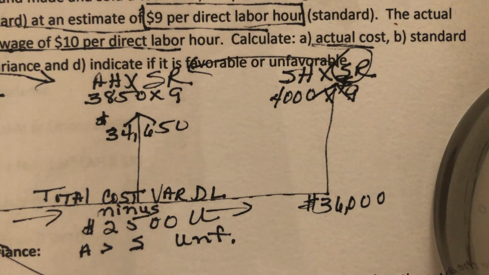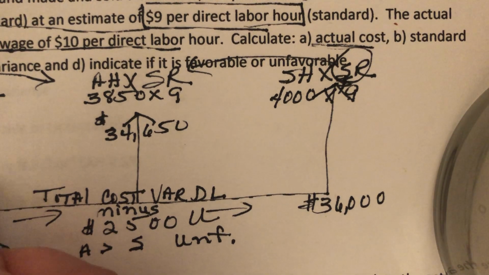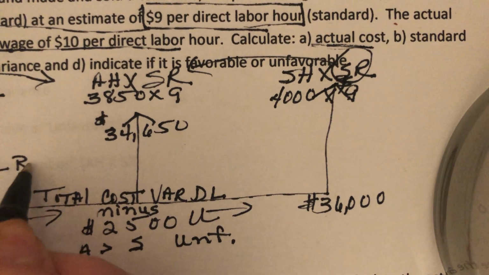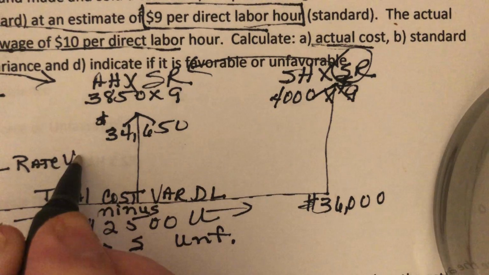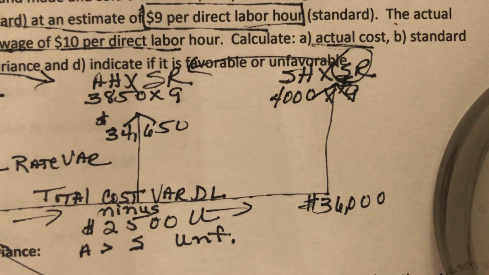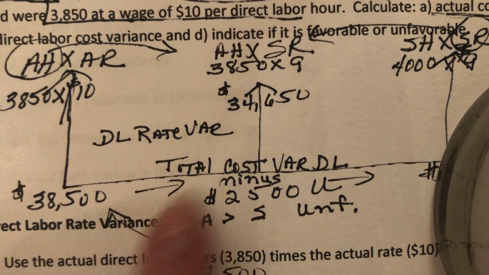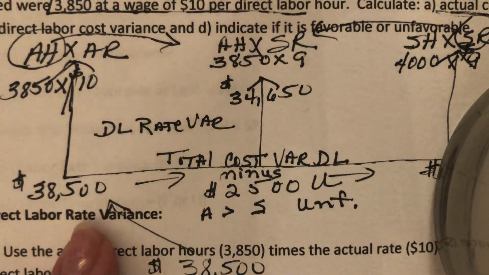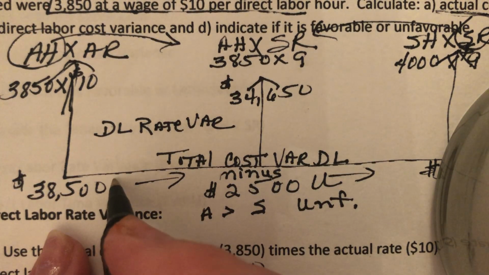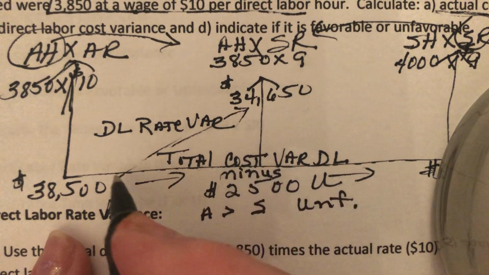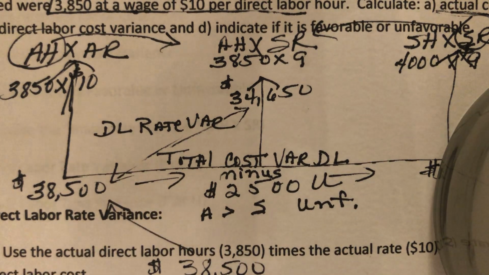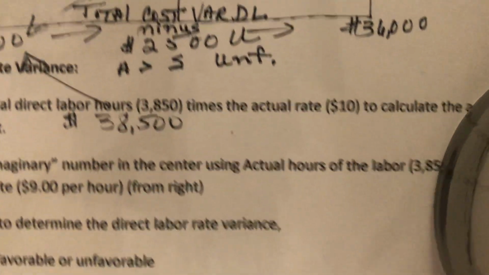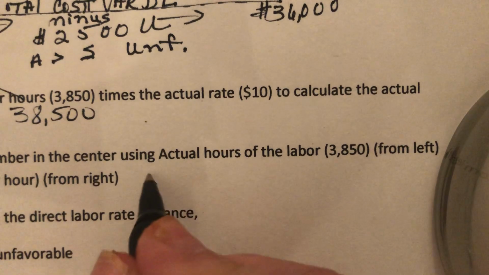Now, to find what we call the direct labor rate variance, that's what we're looking for, we want to take the difference between the actual and the imaginary number. So this time we want to subtract the actual and the imaginary number. So let me come down and we'll answer our questions here.